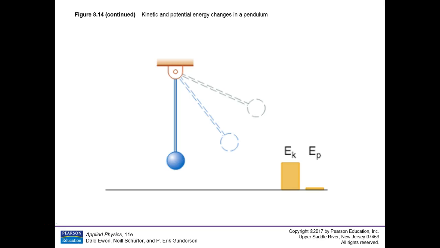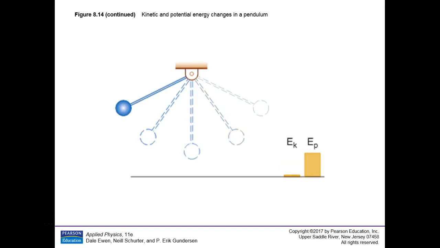Up here it was all potential, no kinetic. Here it was half and half. Here it's all kinetic with no potential. And it goes through the cycle again, going up here to half and half, and up here till it's all potential and no kinetic, because it stops right there. Does that make sense? All right. That's a pendulum.